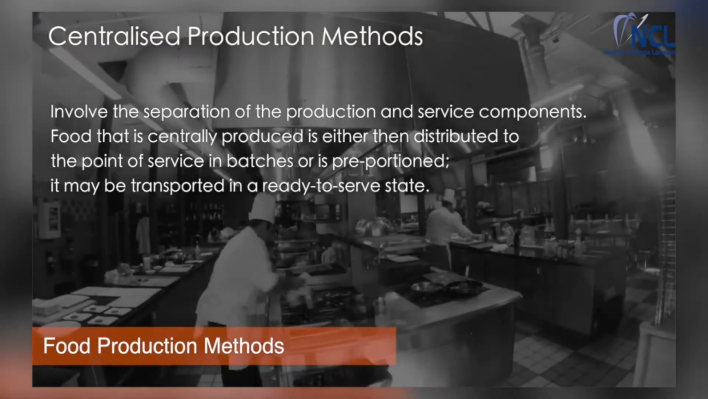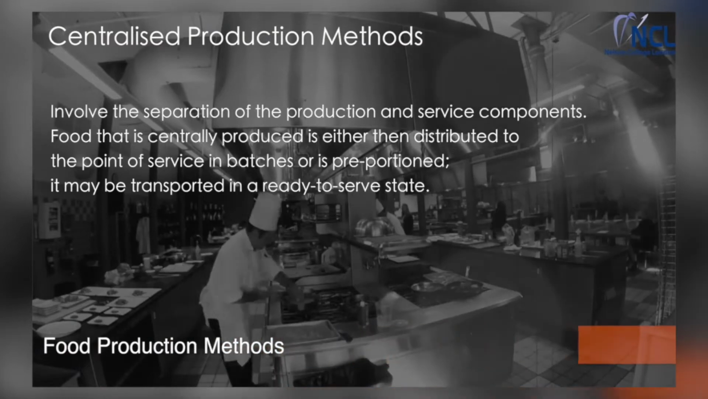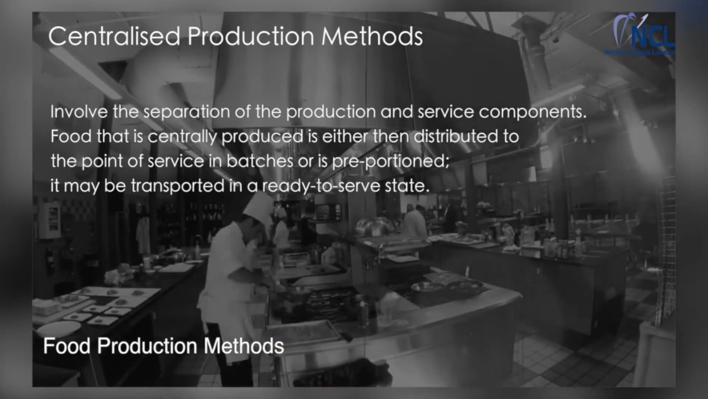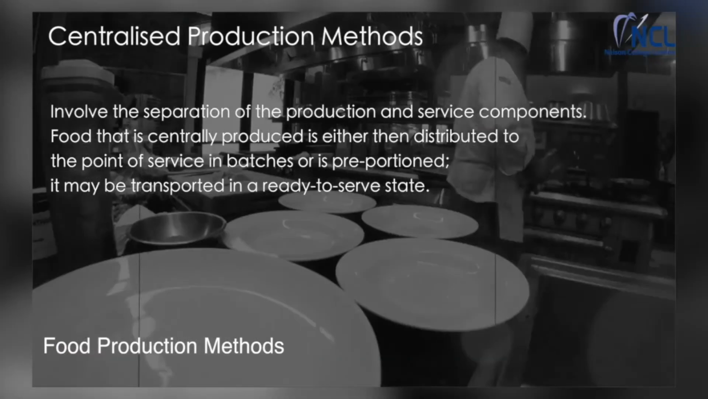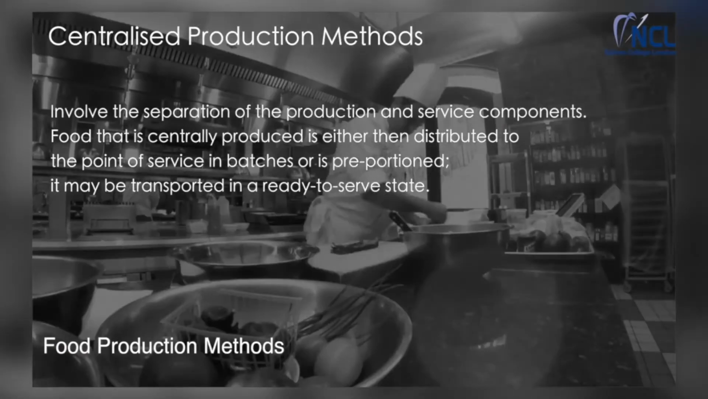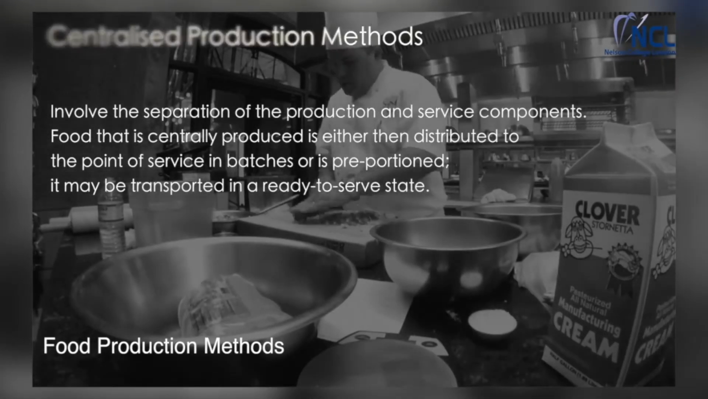The next method is centralised production methods. It involves the separation of the production and service components. Food that is centrally produced is then either distributed to the point of service in batches or is pre-portioned. It may be transported in a ready-to-serve state.